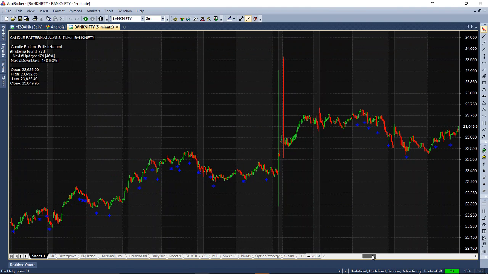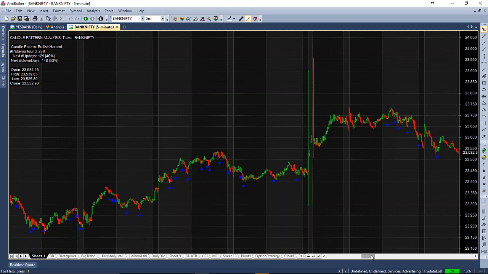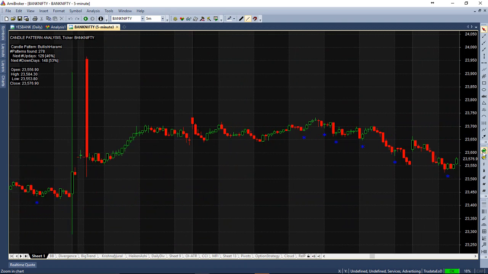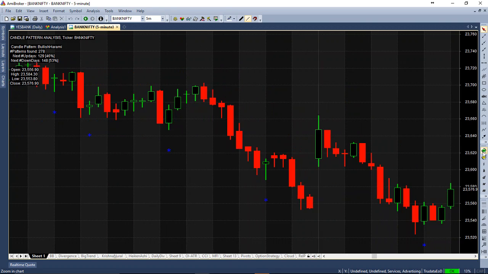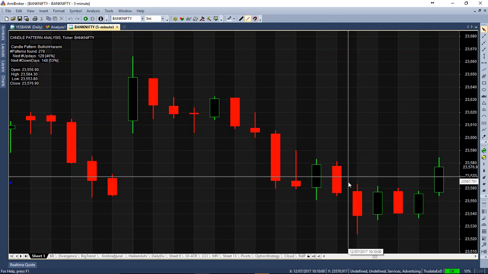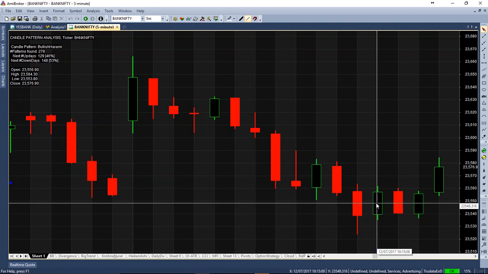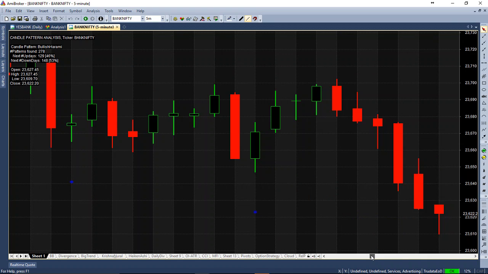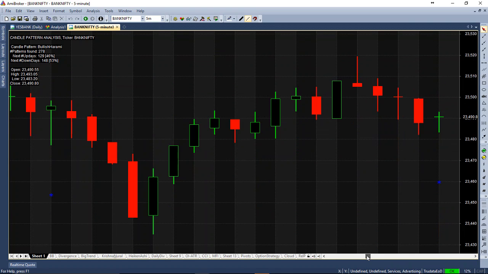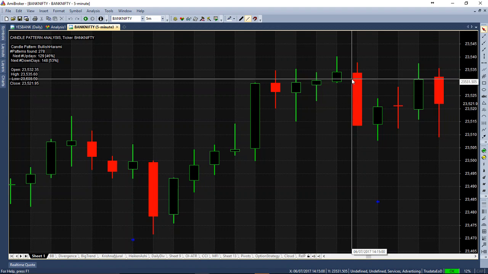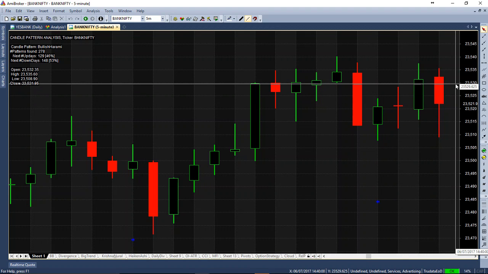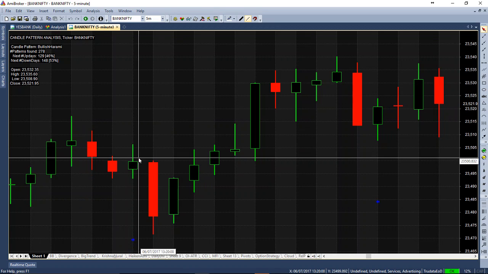See, this is a beautiful harami with the change of direction. You have a candle inside the red candle, and then you see change of direction here. Candle inside candle, like a baby, change of direction. Here it failed.